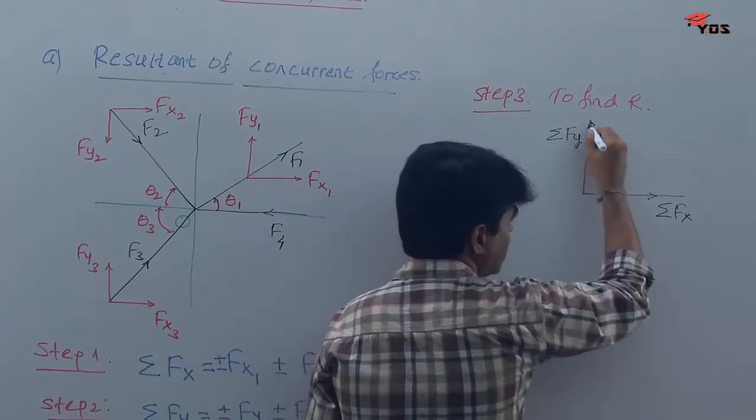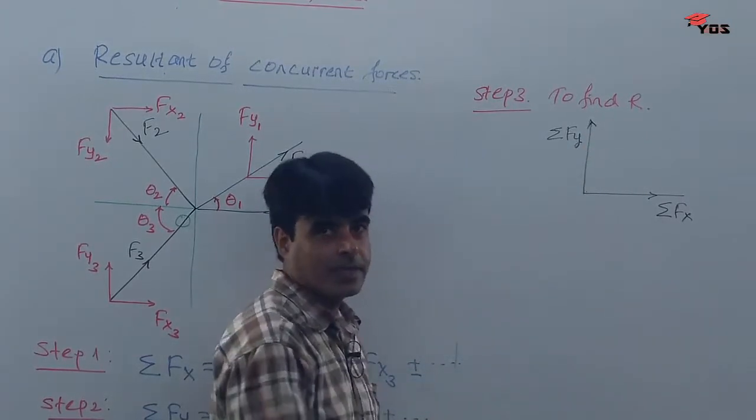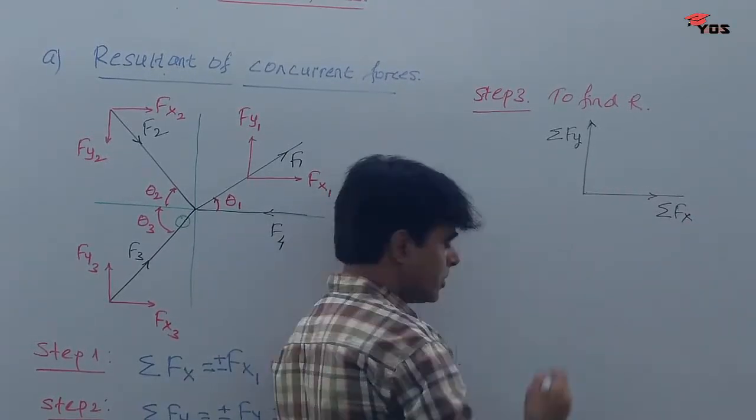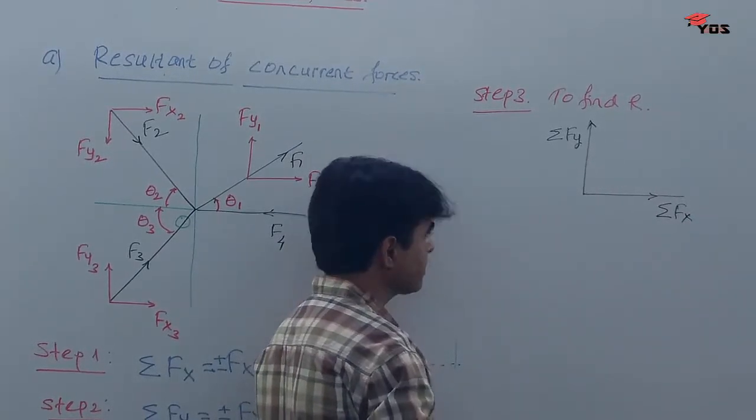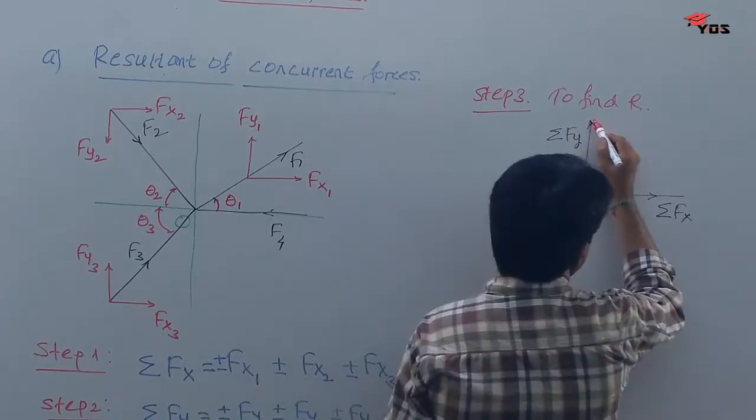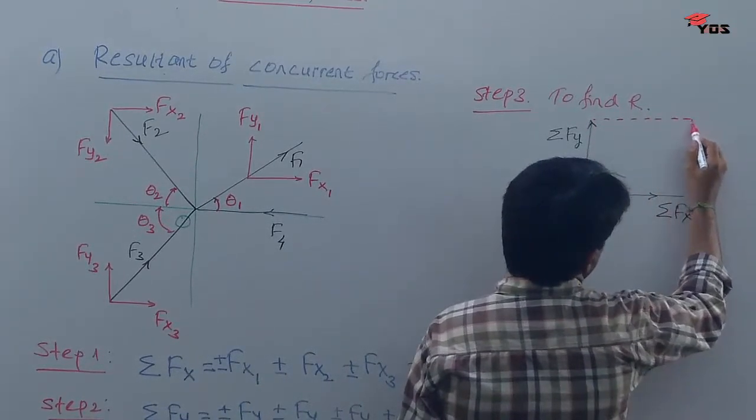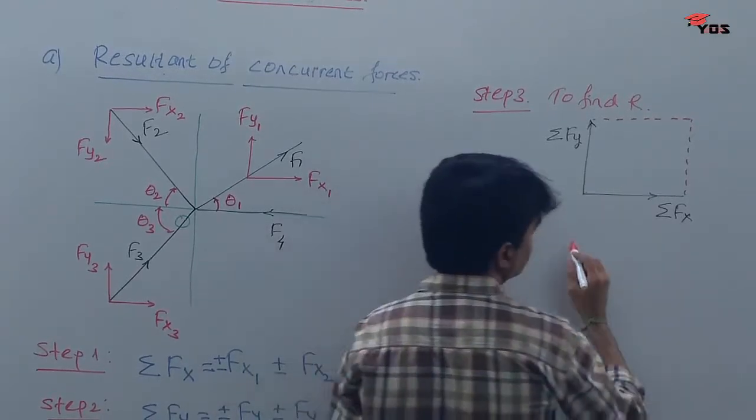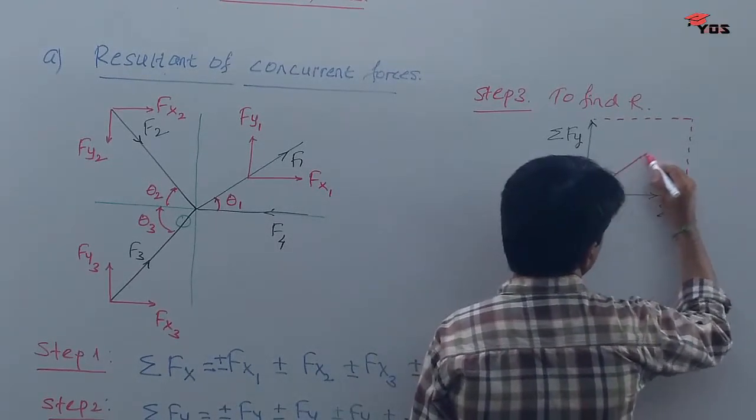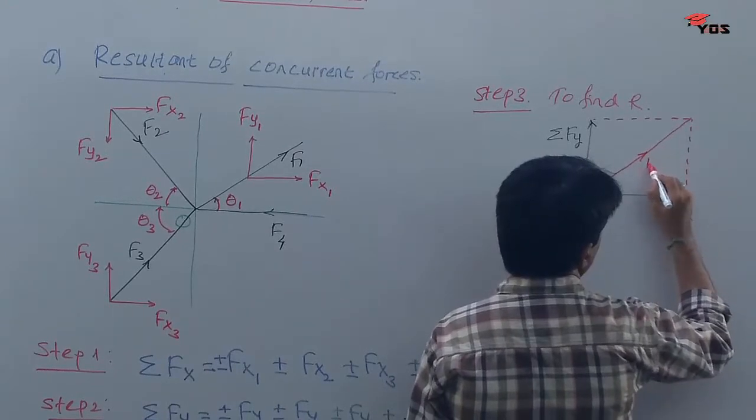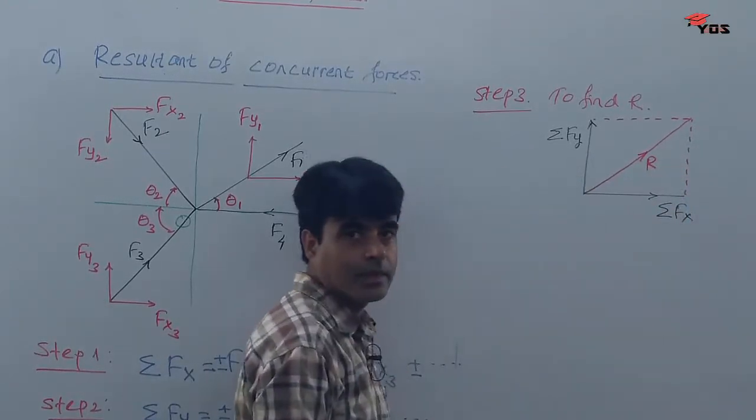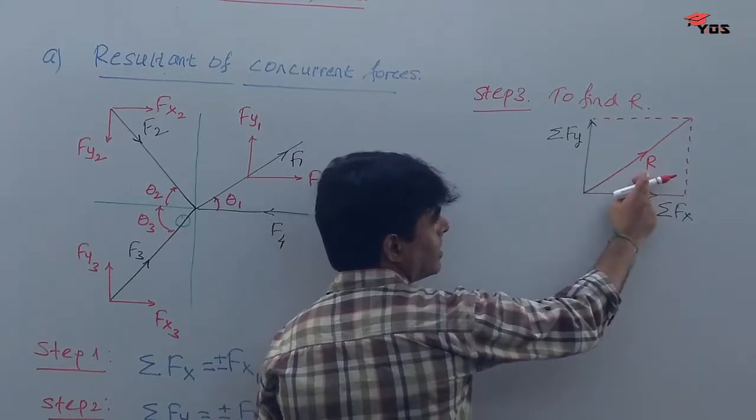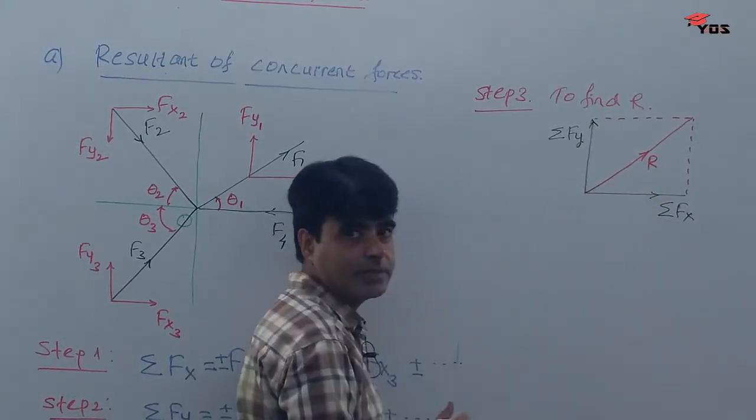If you get minus, only thing is you have to change the direction. Now resultant is going to be somewhere in between. So to get resultant, let us construct a rectangle as shown. If you use a vector approach, the resultant is going to be somewhere in between. So this is R. Now what you can see here is sigma Fx and sigma Fy, they are the resolved component of resultant.